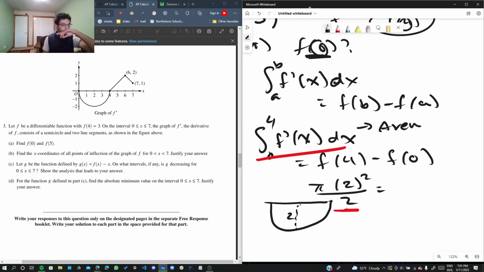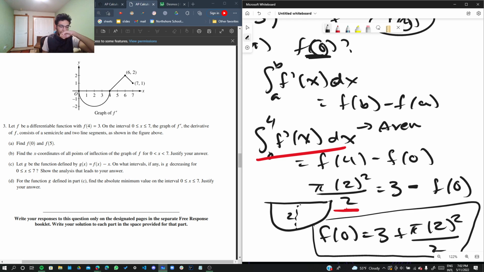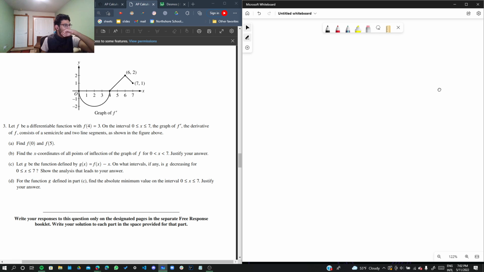Well, f of 4 they've given us is 3. So then minus f of 0 is right here. Now you can just solve for f of 0. Some algebra gives 3 plus pi 2 squared over 2. I just left it as this. I got this on the BC exam, and I just left it as this. All right.